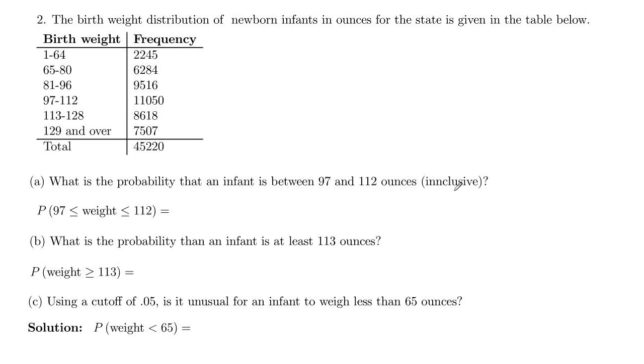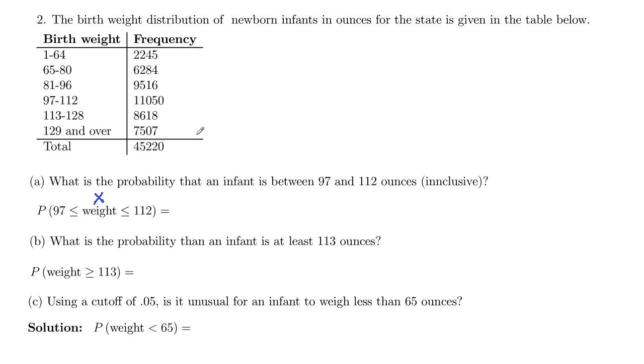112 ounces inclusive. If we write that in symbols, that's the probability P(97 ≤ weight ≤ 112). If you want, you can use X for the weight. X would be our random variable, which represents the weight of the infant.